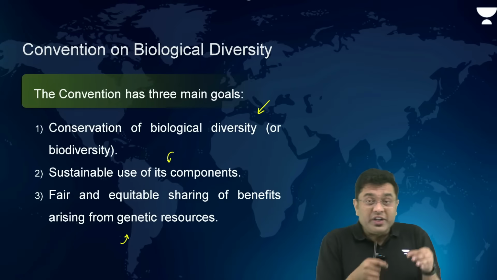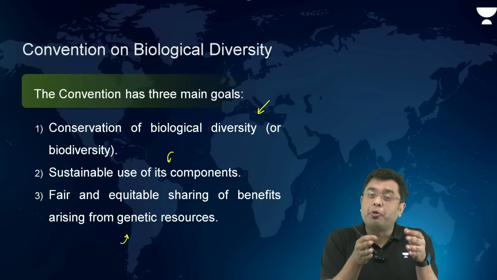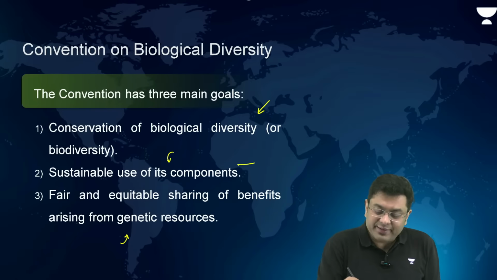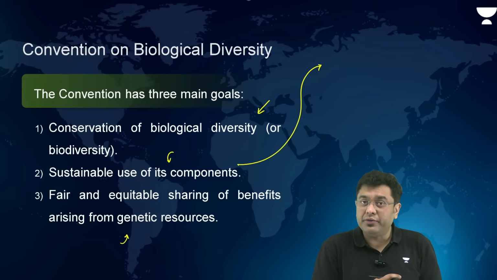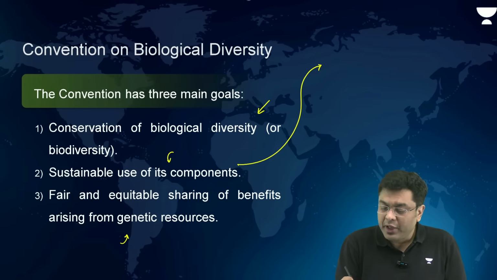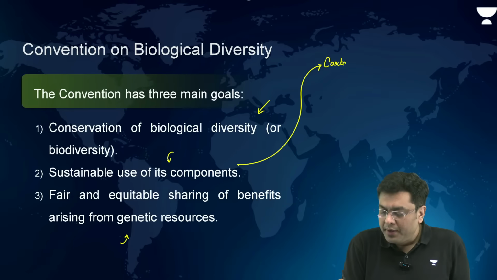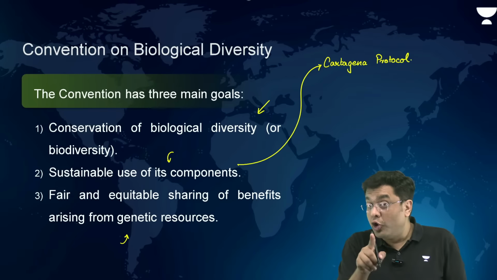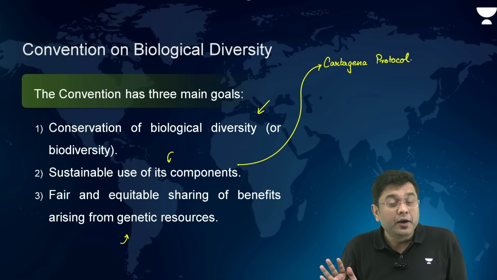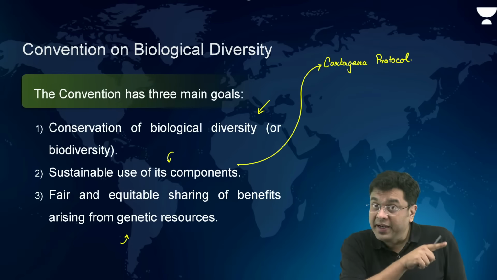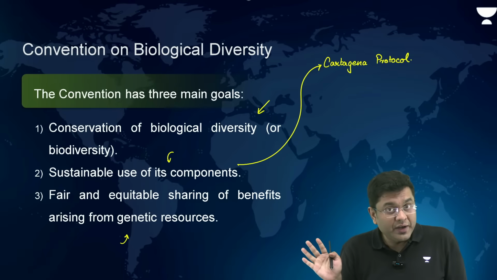So in order to achieve those goals, there was a kind of a protocol which was signed. So for this, in order to ensure sustainable use of the components, that is the living modified organisms, you had Cartagena Protocol on Biosafety. Right? This was also arrived at one of the conference of parties of CBD. Okay, so COP of CBD is different from COP of UNFCCC.